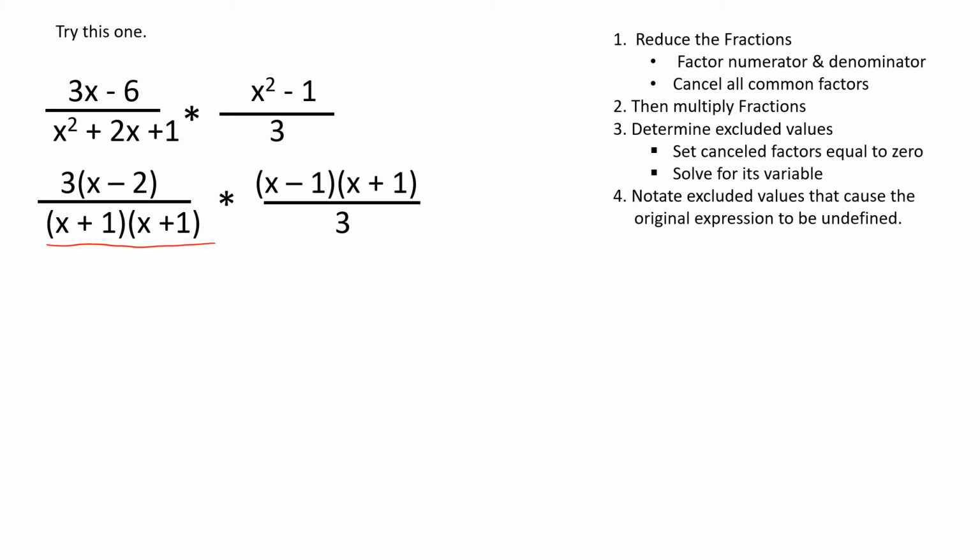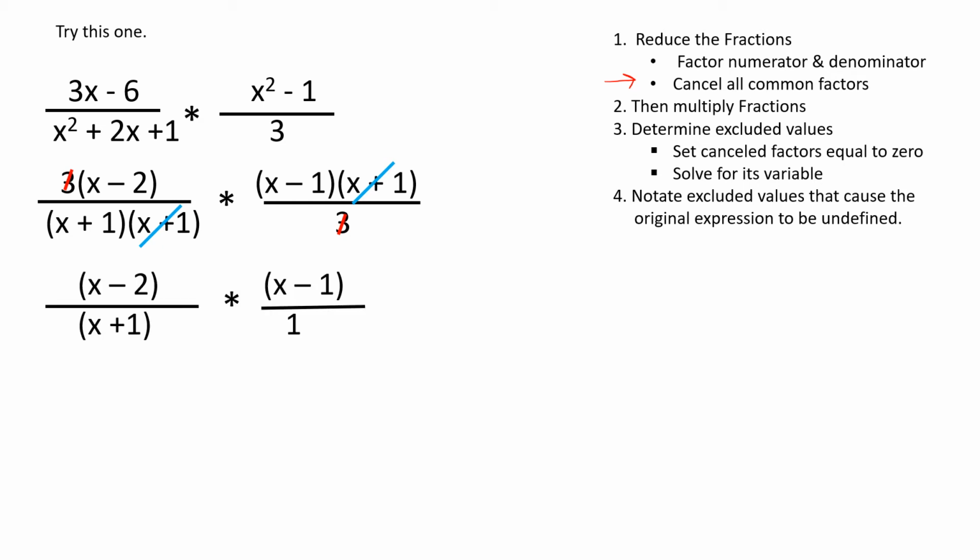Now, after we have factored everything in the numerator and the denominator, we want to cancel the common factors. So let's do that. The 3's cancel. There's an x plus 1 and x plus 1 on the top and the bottom that cancel. All right, and then now we can just bring everything down that was left. Remember, this becomes 1, not 0. So that's how we got the 1 there. And now we can multiply straight across.